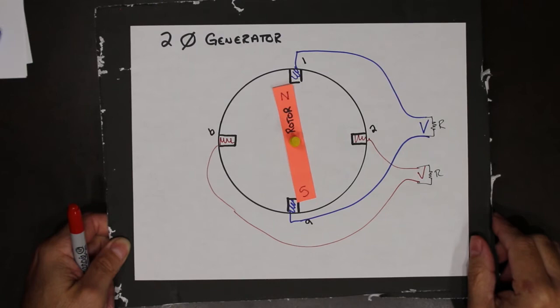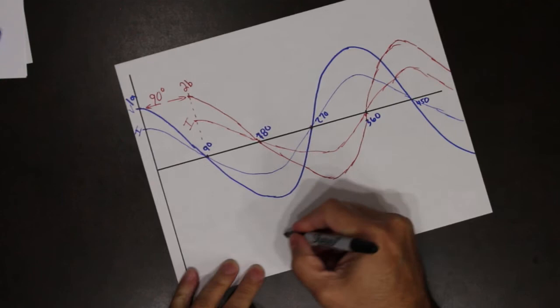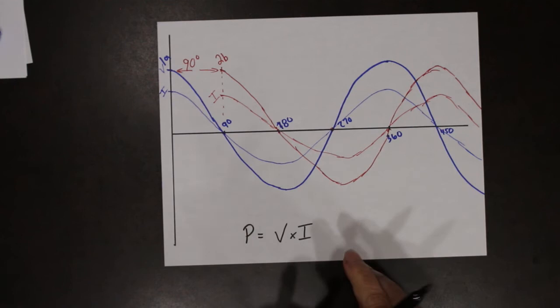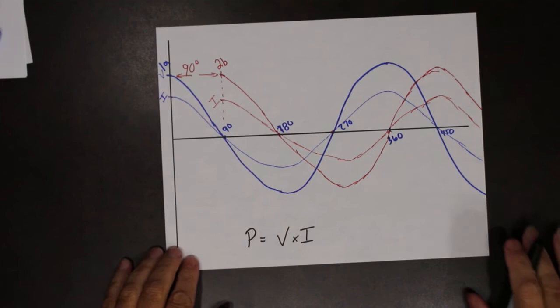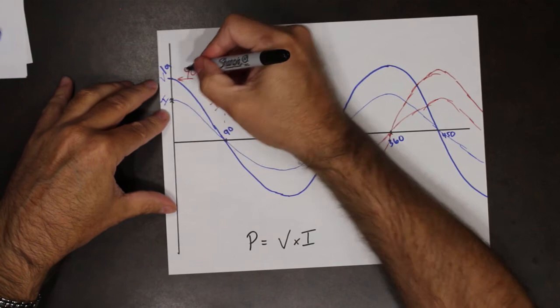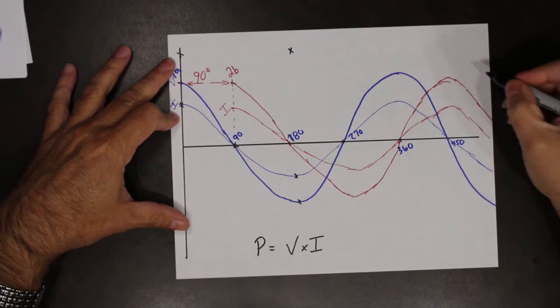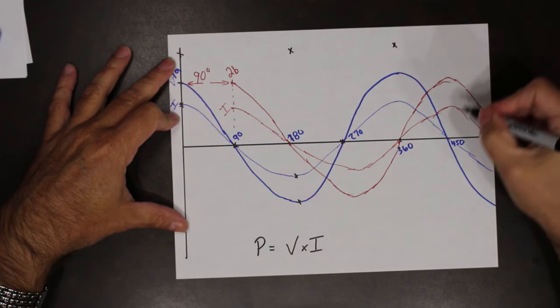So, if we have voltage and we have current, we have power. So what does the power waveform look like for each of those? Well, let's take a look. Again, the power waveform, peak times peak gives me peak. 0 times 0 gives me 0. Negative peak again gives me a positive peak. 0, 0, 0. Positive peak. 0, 0, 0.